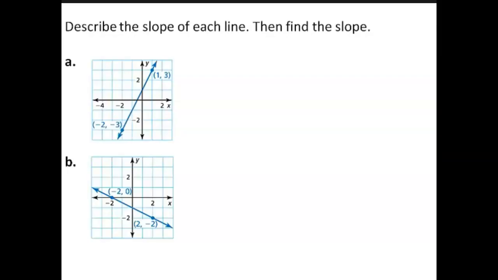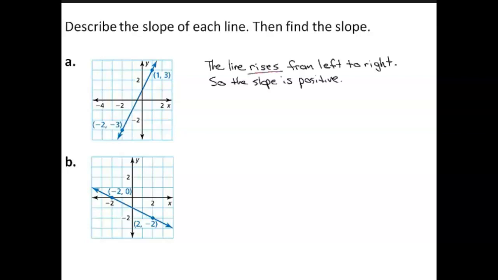Describe the slope of each line, then find the slope. Part A. The line rises from left to right, so the slope is positive. To find the slope of the line, use the slope formula m equals the quantity y2 minus y1 divided by the quantity x2 minus x1.